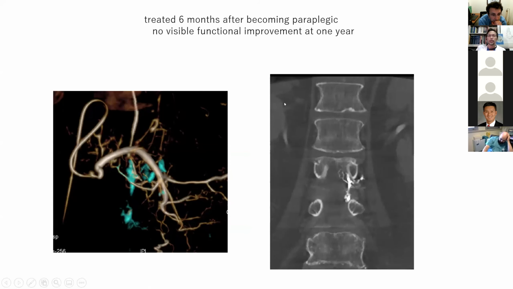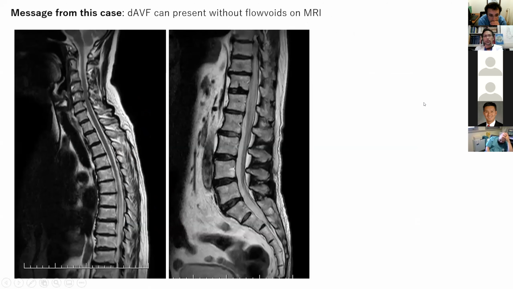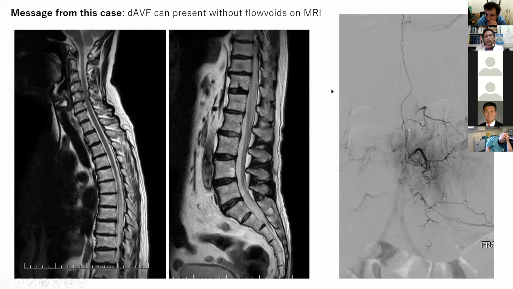So this patient came very late. We treated the patient. We got the glue inside the canal, but unfortunately, the patient didn't have any improvement. So the message from this case is that this kind of shunt can present without flow voids on MR. Even though you don't have any flow voids, you cannot exclude the possibility of a dural AV shunt from your diagnosis.